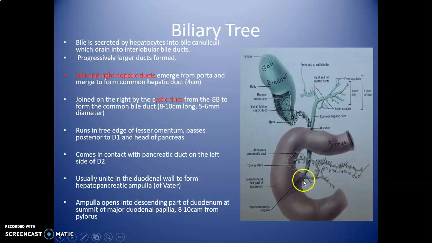So this ampulla opens into the second part of the duodenum, and this ampulla of Vater is located at the summit of the duodenal papilla. That is 8 to 10 centimeters from the pylorus of the stomach.